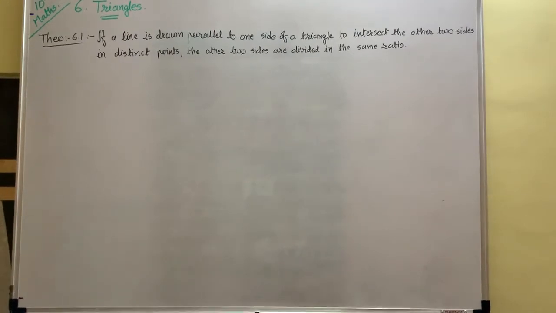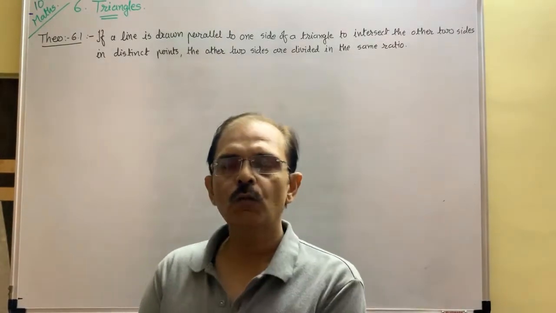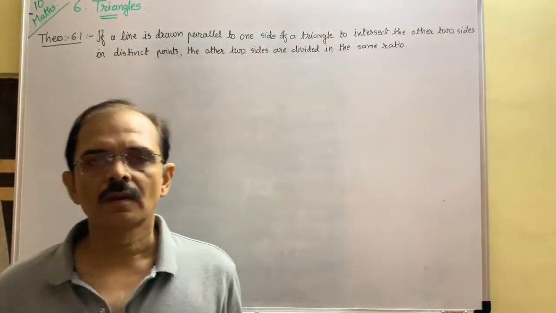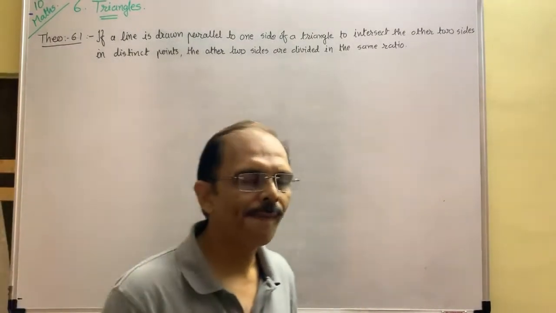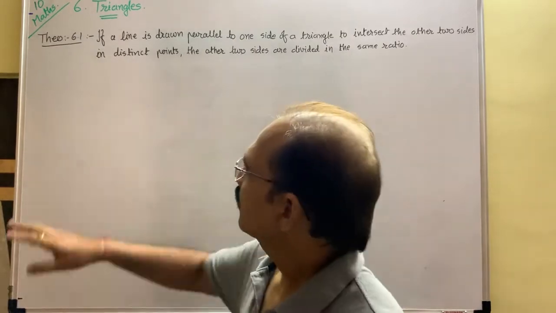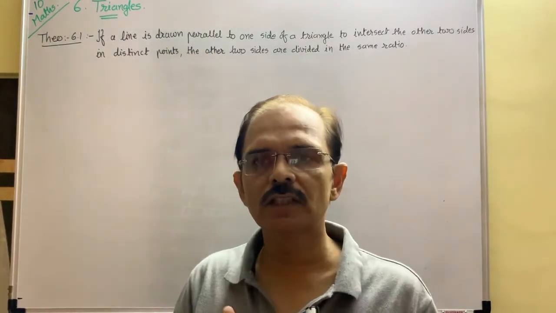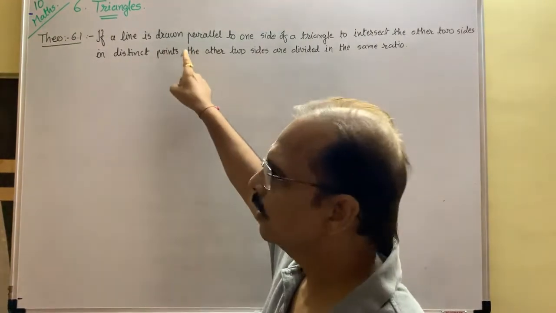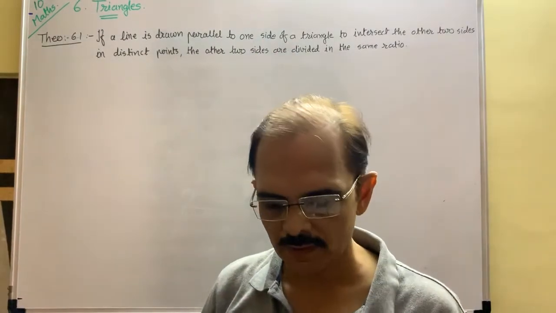Let us start the theorem 6.1. The most important theorem from the exam point of view. See, if a line is drawn, try to understand and please be alert. If a line is drawn parallel to one side of a triangle, any one side.